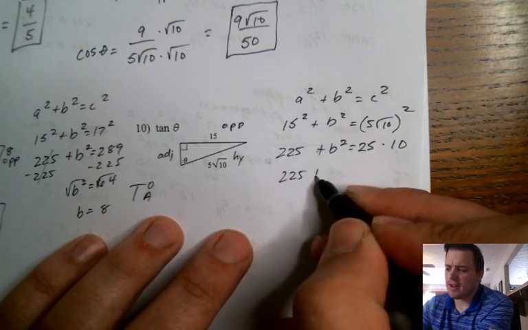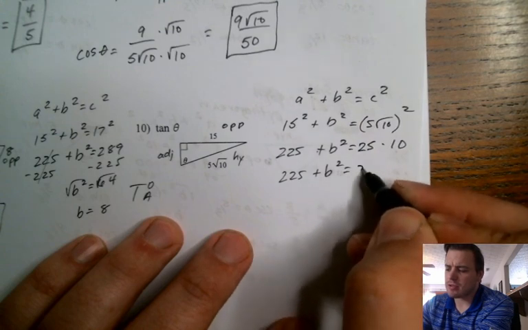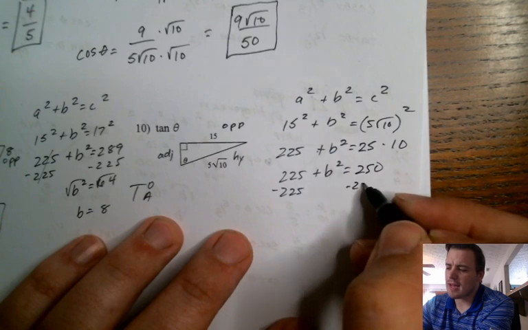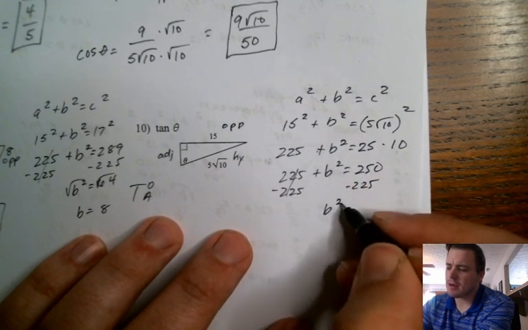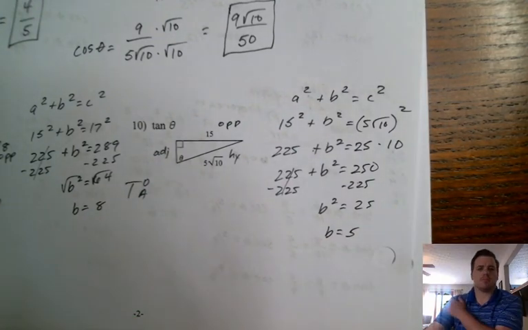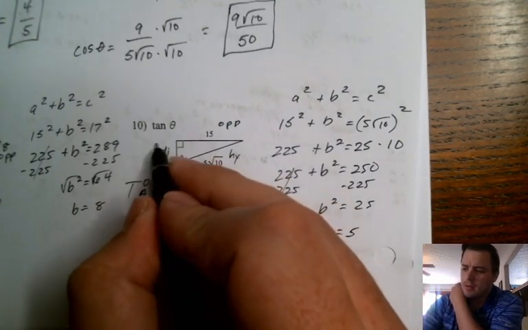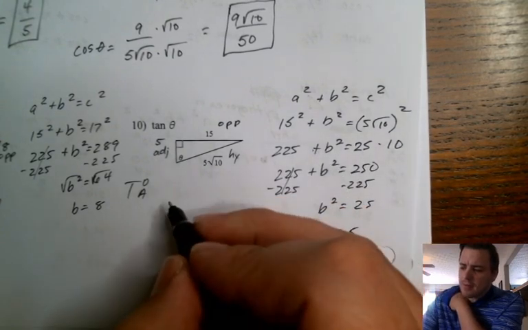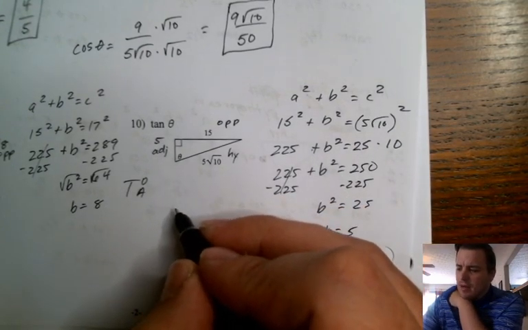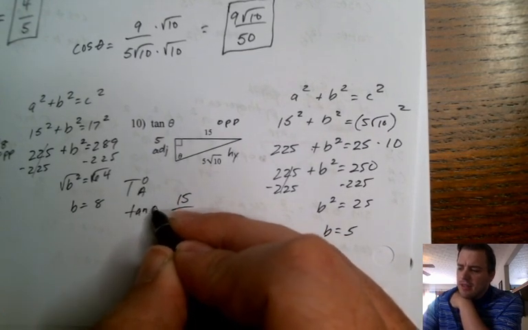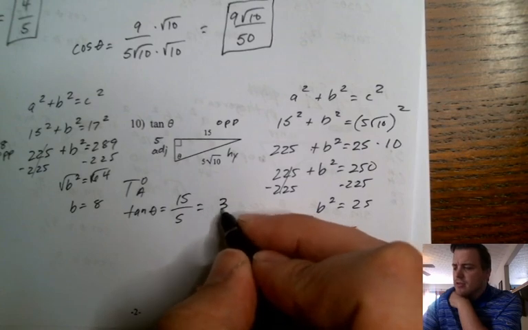That's 225 plus b squared is equal to 250. Subtract 225 from both sides. I get b squared is equal to 25. B is equal to 5. So my adjacent is 5. Then I have opposite 15 over 5. Tangent theta is equal to 15 over 5, which is equal to 3.